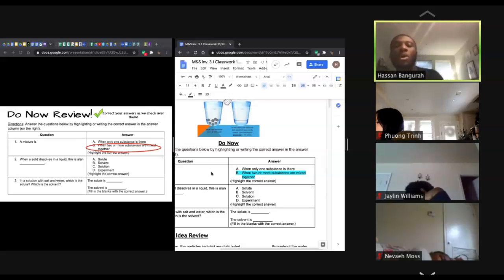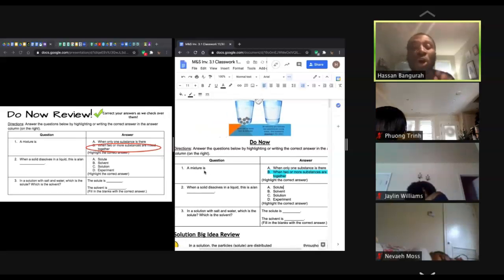Okay? When a solid dissolves in a liquid, is it either A, B, or C? I'm not even going to say D because D was there to trick you. So is it either A, B, or C? A solute, a solvent, or a solution?